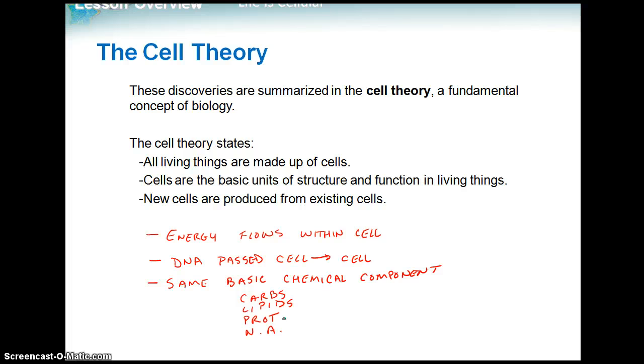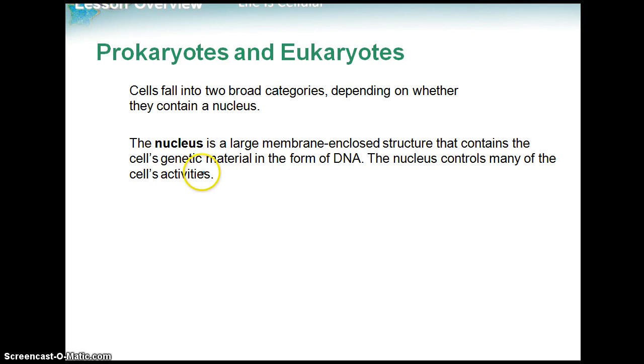Next, let's talk a little bit about the difference between prokaryotes and eukaryotes. I mentioned this in class that pro means before. Karyote, when we're talking about cells, refers to the nucleus. So prokaryotes means before a nucleus. So these are going to have no nucleus.